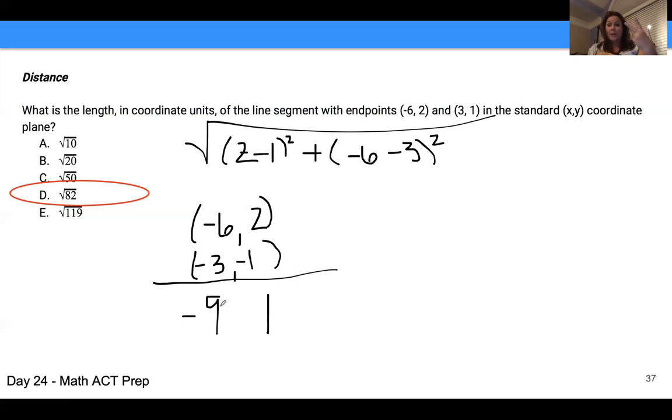Now I'm going to square each one of these. Well, negative 9 squared gives me 81. 1 squared gives me 1. So I have SSS. Stack, subtract, square, and this means I'm going to add them together. Stack, SSS, and I get 82. The last is another S. Stack, subtract, square, add, and square root. Square root of 82.